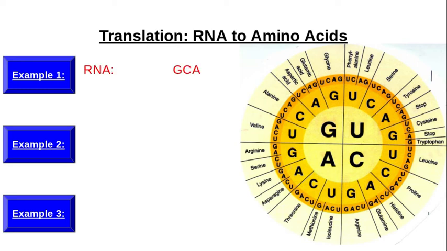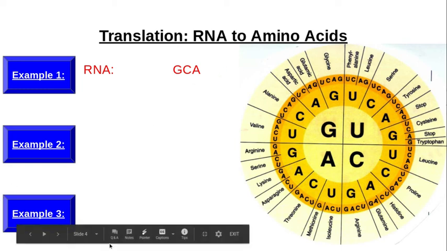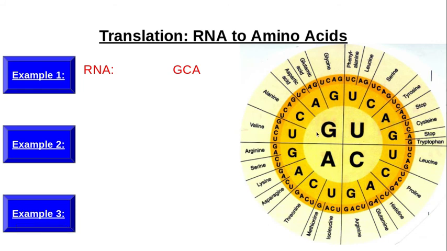Example 1, we are given the RNA segment GCA. In order to use this chart, we are going to need to start in the middle of the chart. This G is going to be on the left-hand side on the top. Once we start in this quadrant, though, we have to stay in the quadrant. So we start with G, and then we go to the next level, which would be C, and then our last level is going to be A, which is right here. So our amino acid is alanine.